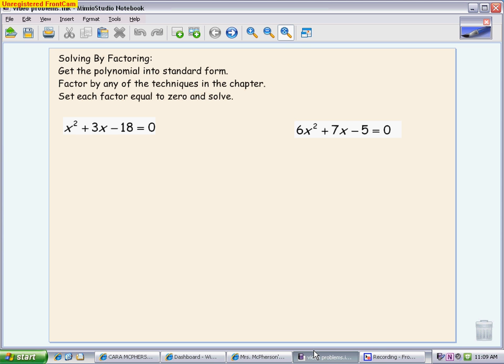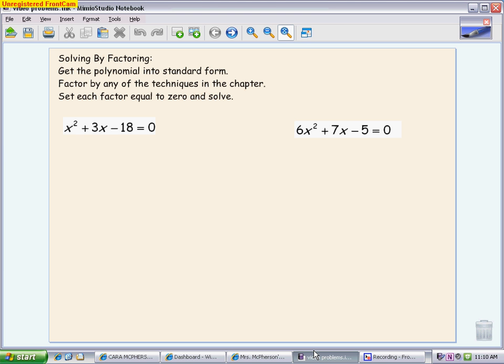So I wrote down the steps of what you want to think about doing whenever you're doing this. You want to first get it into standard form. What that means is you want all of your terms to be on one side, and you want it to have a 0 on the other side of the equal sign. Some problems are already in standard form, other problems we have to do some work with.